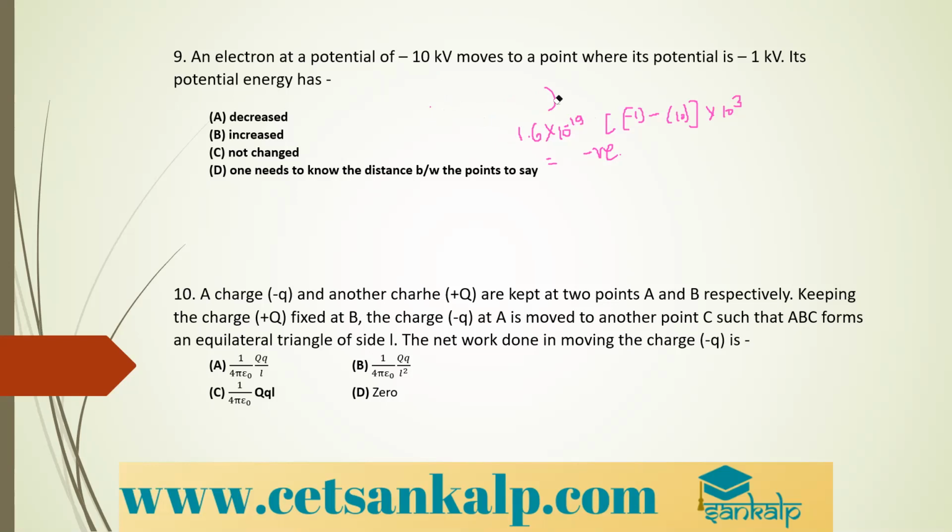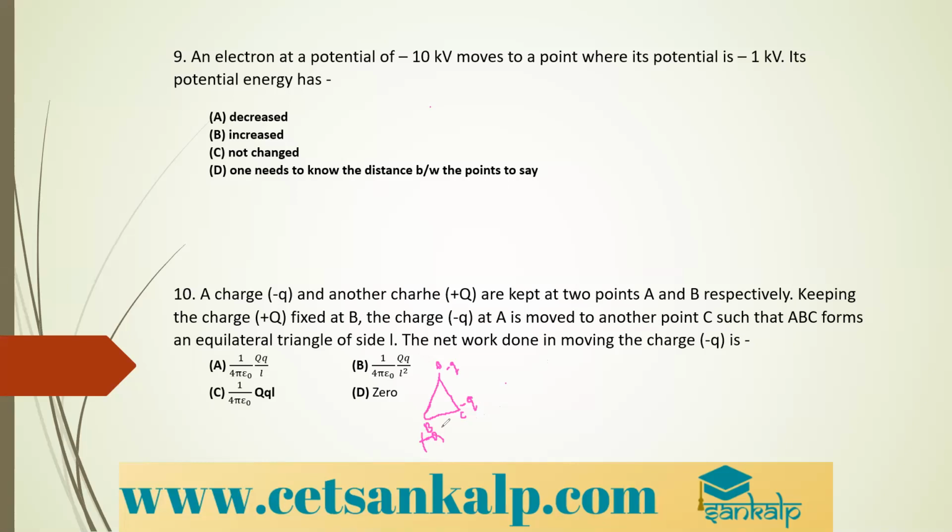The net work done in moving the charge minus Q is given by. So according to the question, we can see the figure here. So we have an ABC equilateral triangle. You can see at point A we have a charge minus Q. At point B, we have a charge plus Q. And at point C, we have a charge of minus Q again because we are moving a charge from A to C. Same charge only we are moving. Therefore, here we will get it as minus Q at the point C.